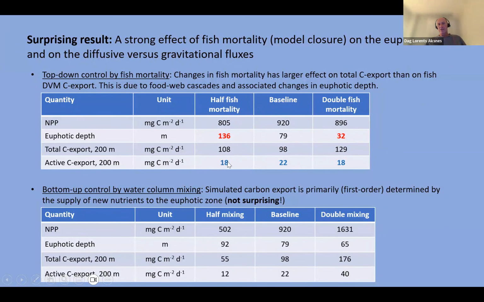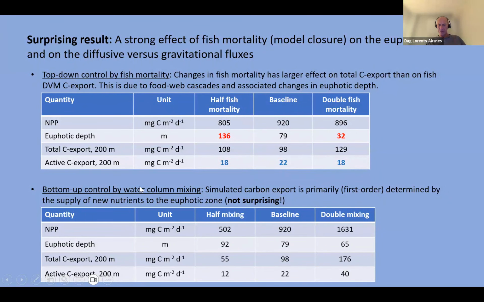The active transport by diel vertical migration is more or less the same. It's not that different, and that might appear surprising, given that the fish abundance is much higher here than here. But the most surprising, as I said, is this change in euphotic depth.